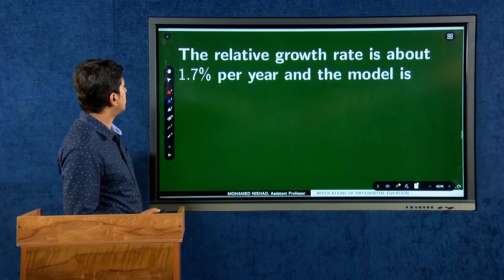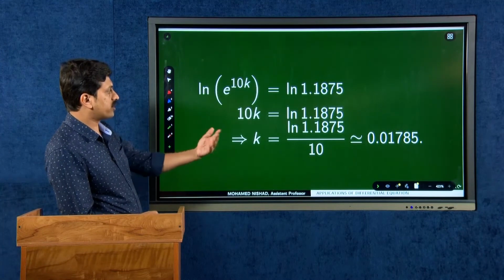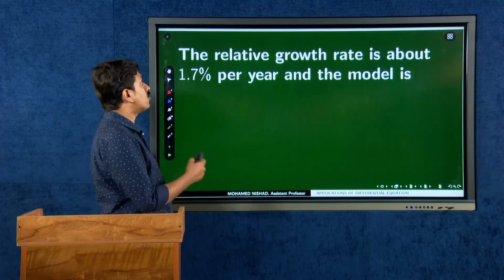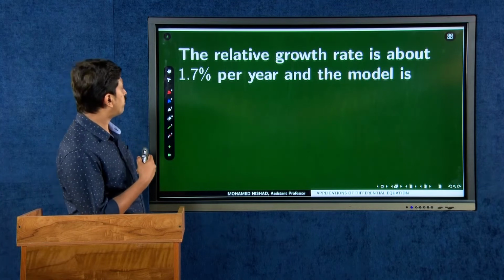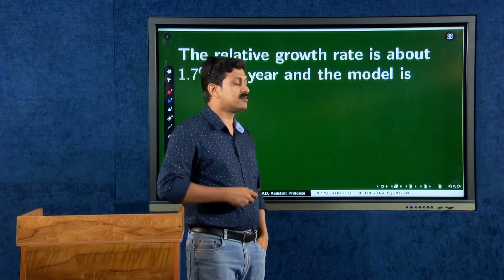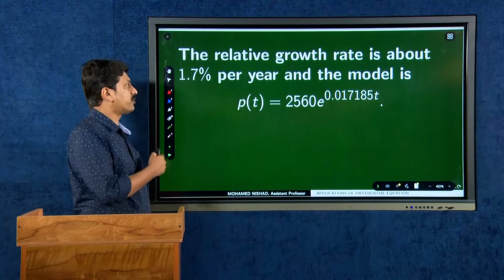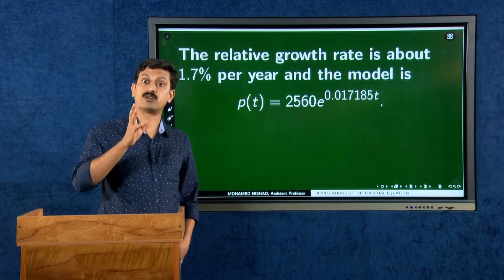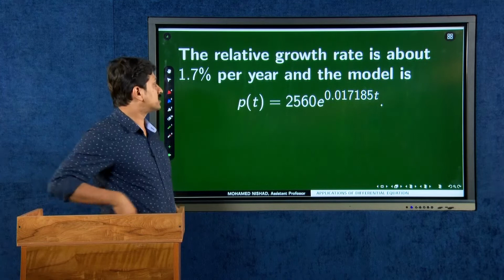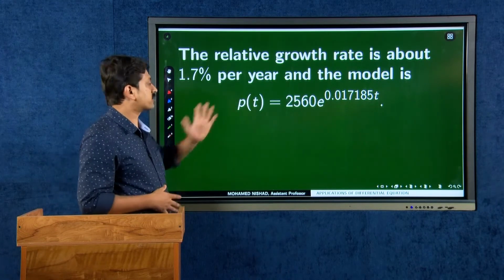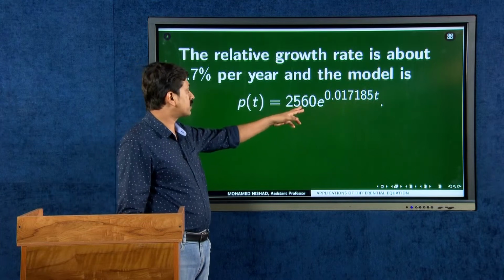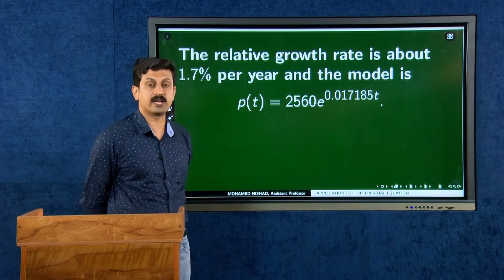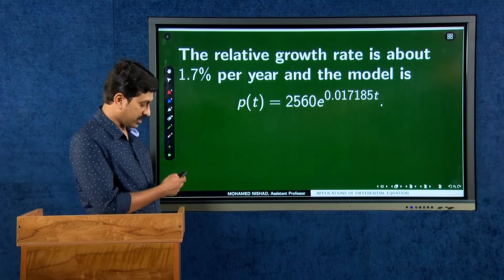Now, we can rewrite our equation. Multiplying this by 100, the relative growth rate is about 1.7 percent per year, and the model is P of t is equal to... Now we found the model, a function where t stands for the years. The population function is P of t is equal to 2560 times e raised to 0.017185 times t. You can calculate.